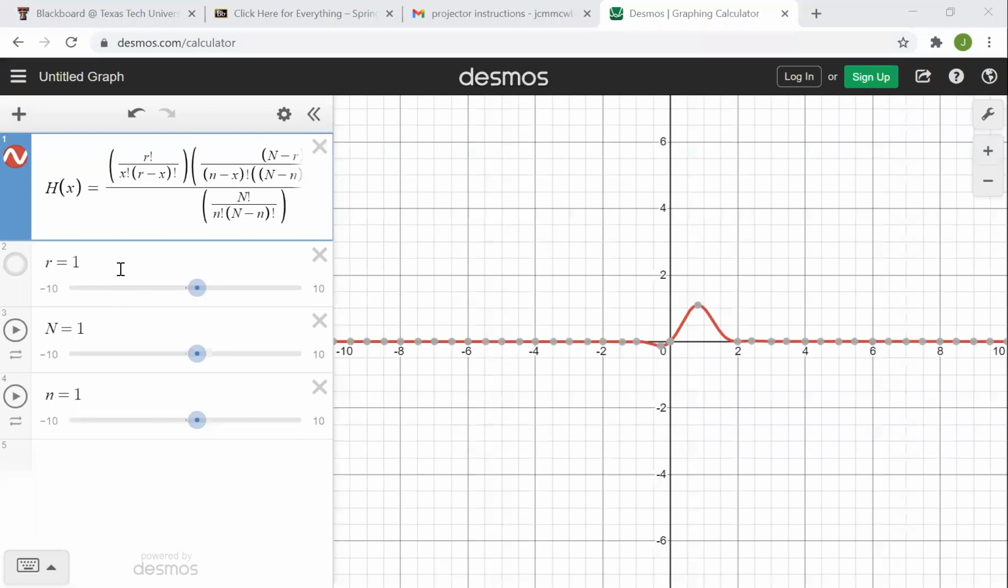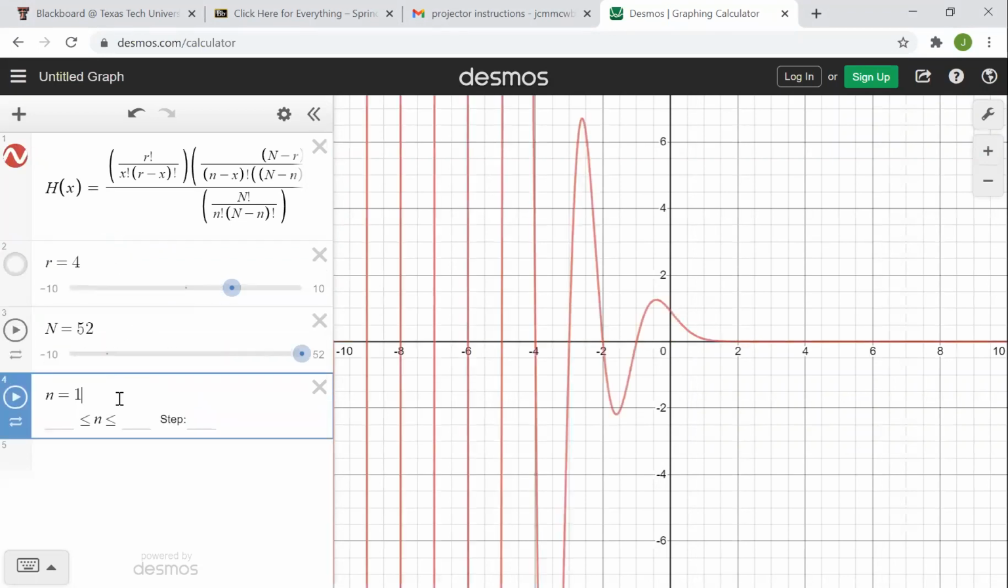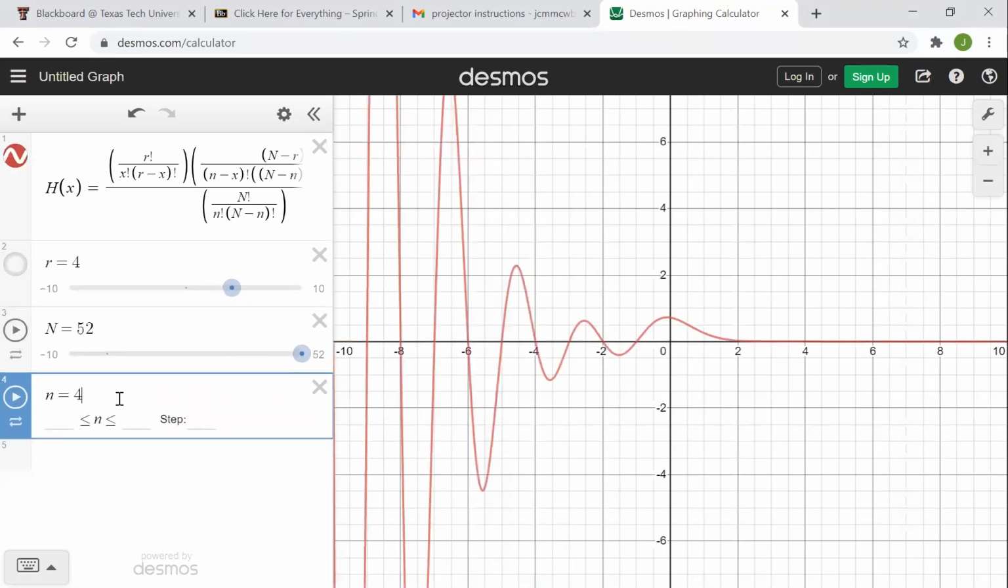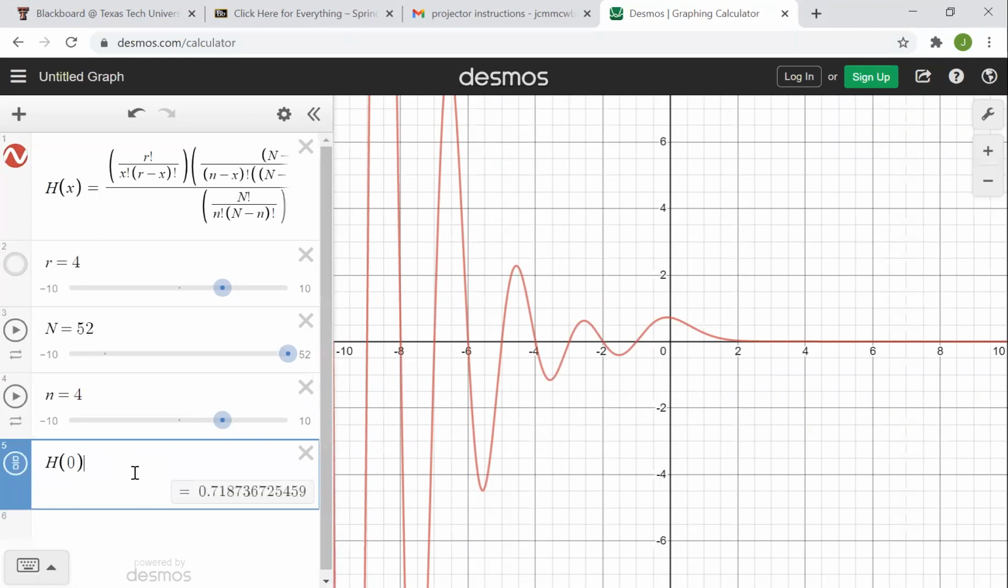Here we go. In this case, now notice the R never changes. It's 4. Our capital N was 52, and the lowercase n was 4. Now, we wanted the odds of getting no aces whatsoever. That's H of 0. The odds of getting no aces is 72%. Not good. So if we pick 4 cards at random, about every 4 times, we'd get at least 1 ace.